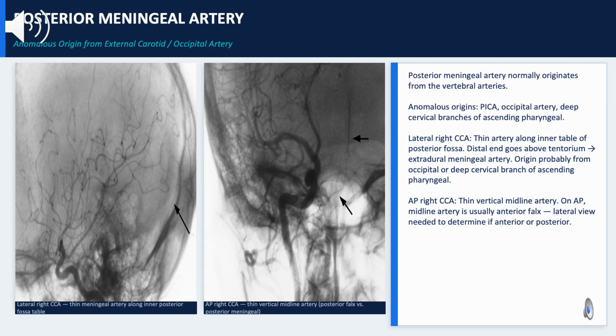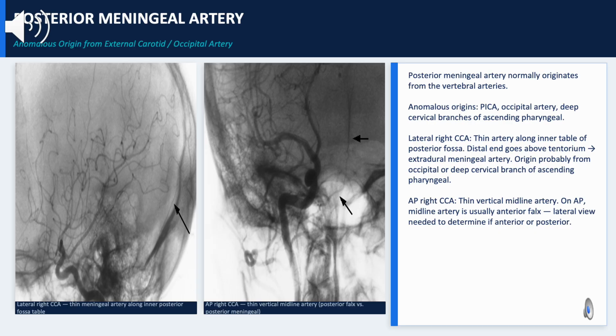The posterior meningeal artery is an anatomic bridging vessel between the posterior fossa dura and the meningeal circulation. Its anomalous origin from the ECA occipital artery is demonstrated here, a thin vessel coursing along the inner posterior fossa table. The AP versus lateral distinction between anterior falx and posterior meningeal arteries is a classic diagnostic challenge. On the AP view, a thin midline vertical artery could be either. The lateral view resolves the question.